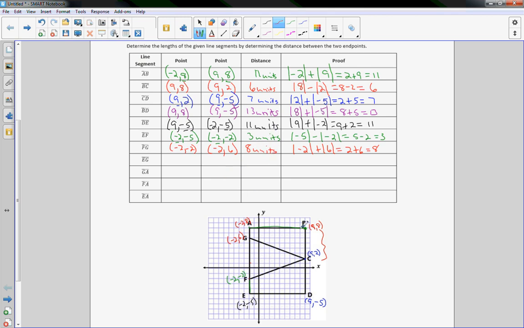Okay, now EG. Well, E is here. It's -2, -5. And G is right here, and that's -2, 6. The X's are the same, the Y's are different, they're opposite signs, so we're going to add the absolute value of -5 plus the absolute value of 6 equals 5 plus 6, which is 11. So this is 11 units.